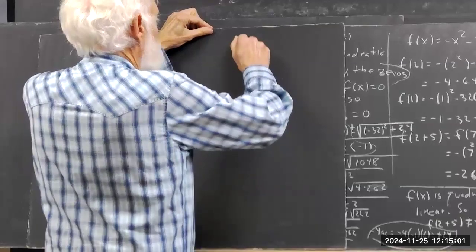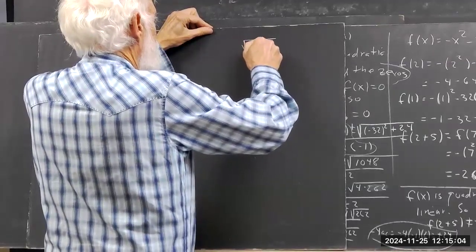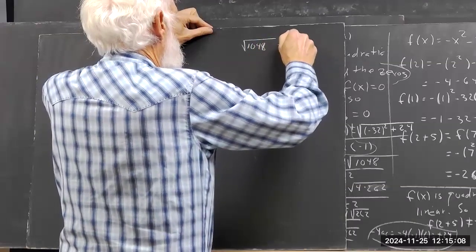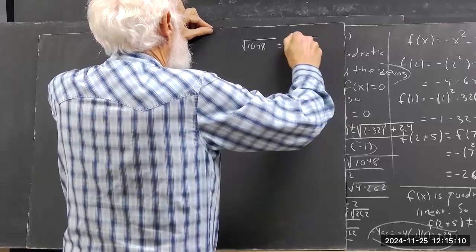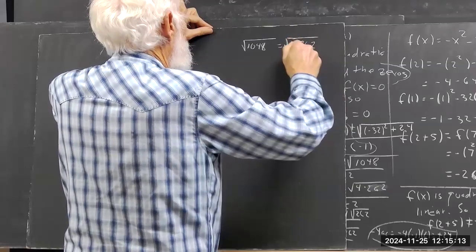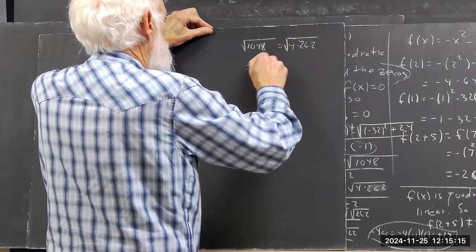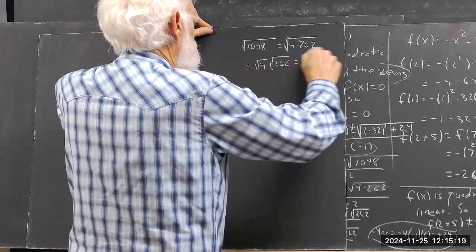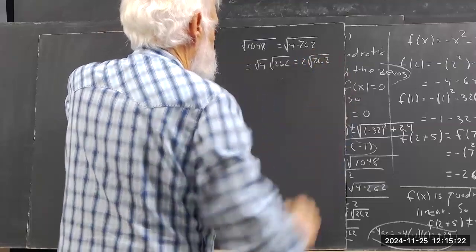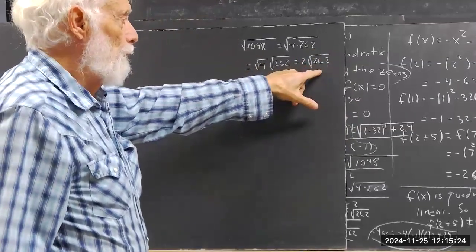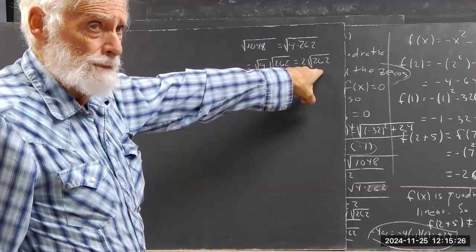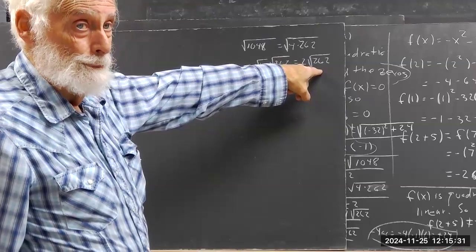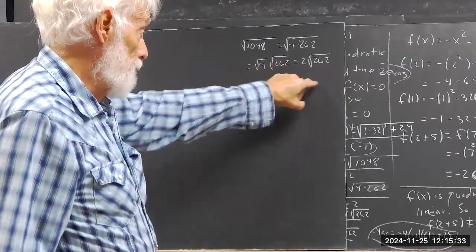We noticed that the square root of 1048 is the square root of 4 times 262, which equals the square root of 4 times the square root of 262, which equals 2 times the square root of 262. And there's no other square of whole numbers that would divide into 262. Okay, so you can't make it any simpler than that.